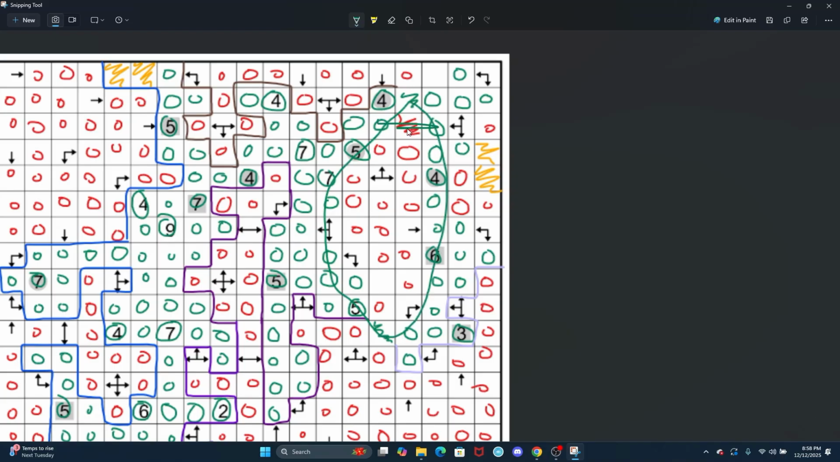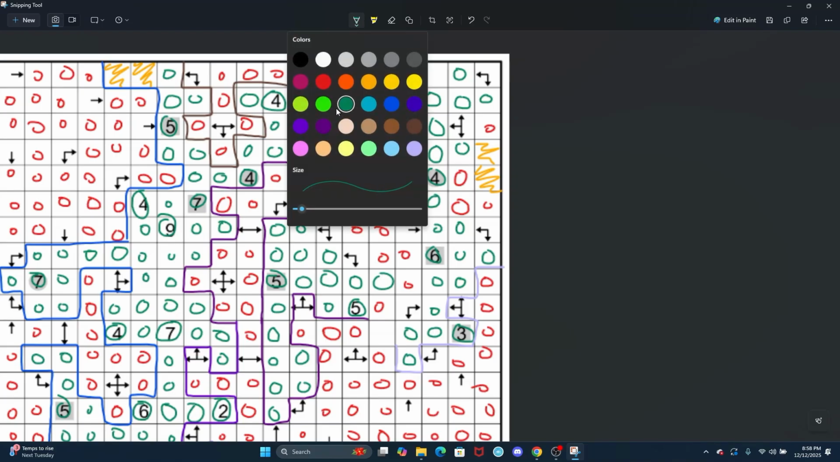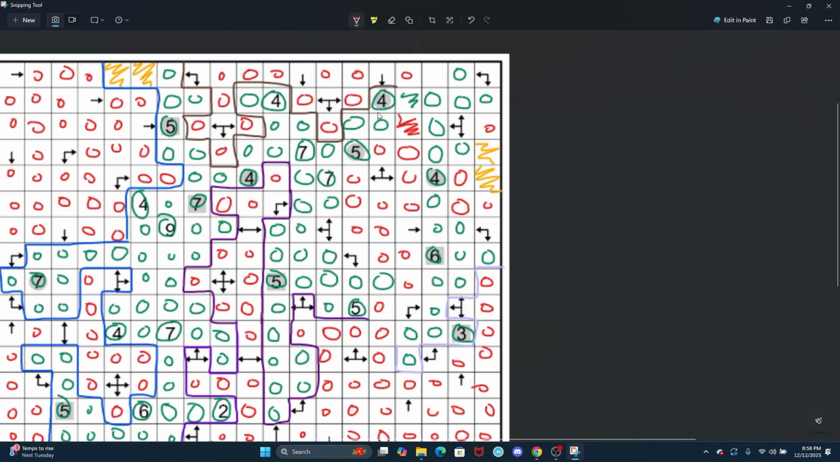Or if like these were switched, we just like connect this part and it'd still be bounded. So this one has to be green. This one has to be red. Okay, now we can continue these edges.